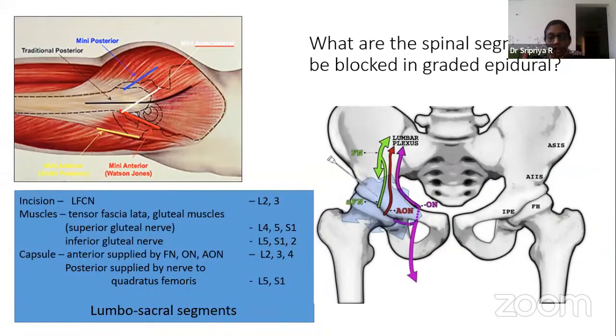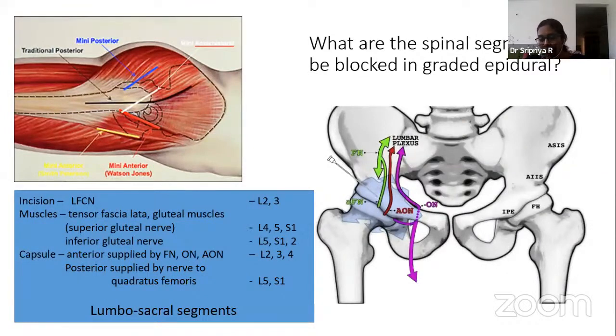For the anterior capsule, like what you said, it is the femoral and the accessory obturator nerve, L2, L3, L4. Posterior part of the capsule is supplied by the nerve to quadratus femoris. This is one nerve which arises from the sacral plexus. So that is L5, S1. So if you see the root value, basically we have to block between L2 to S2. Okay, that is, you have lumbosacral anesthesia, that is fine. So this is how you have to answer. For a graded epidural, I am going to block the lumbar and the sacral segments.